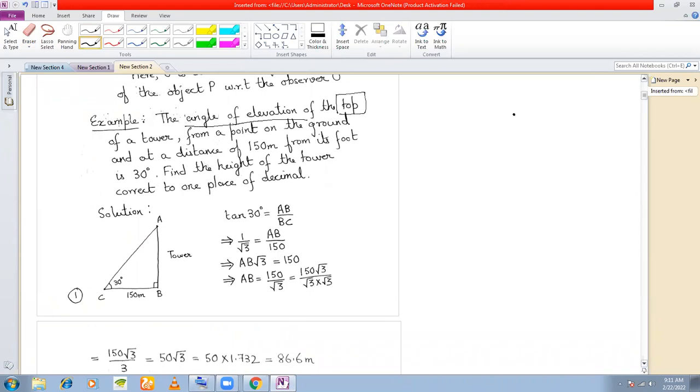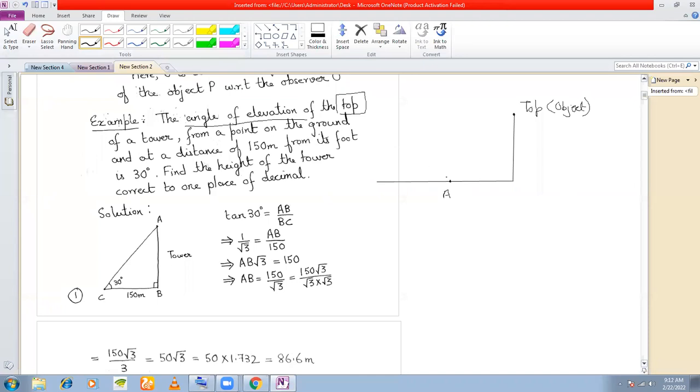So let's say this is the top. That means the top is the object, because they are talking about angle of elevation. So angle of elevation of the top of a tower from a point on the ground. Let's say you have a point A on the ground, at a distance 150 meter from the foot. Now, let's say this is the tower, and this is your ground level. Let me extend this so that you know this is the ground level.